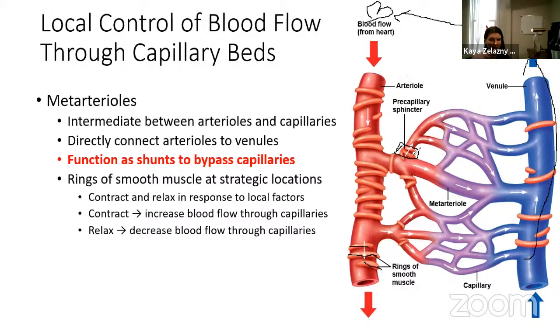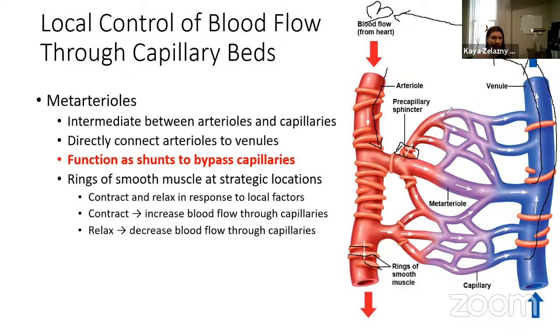Now, if that sphincter contracts, we are still going to have blood coming through that arteriole. Blood would still like to leave and go back to the heart, because we know there's a pressure gradient there. So what's going to happen if we cut off this capillary bed?